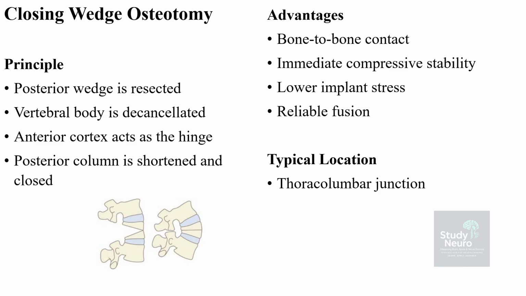The closing wedge osteotomy is commonly performed around the thoracolumbar junction, where substantial correction can be achieved through controlled closure of the osteotomy.